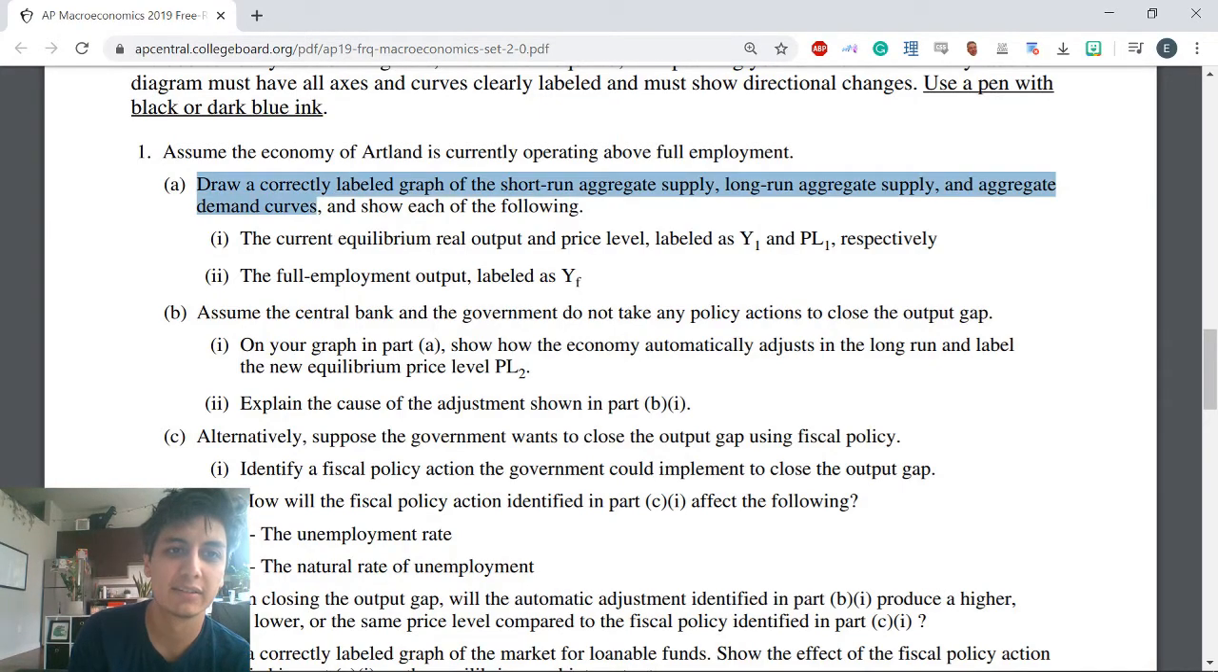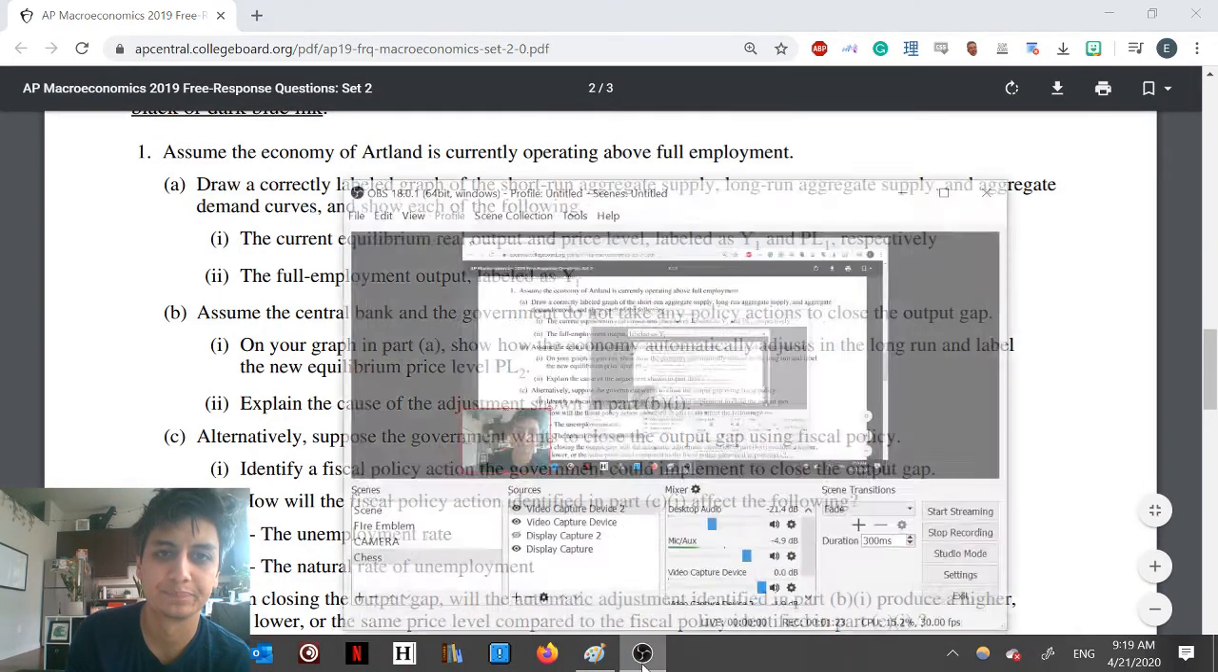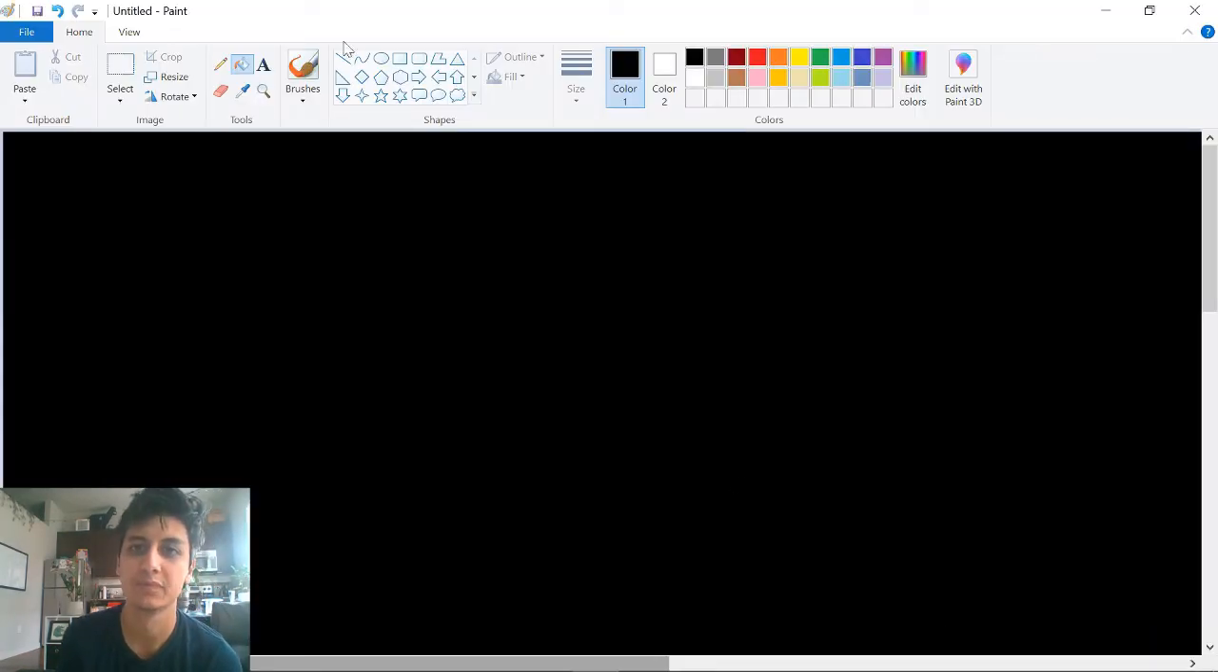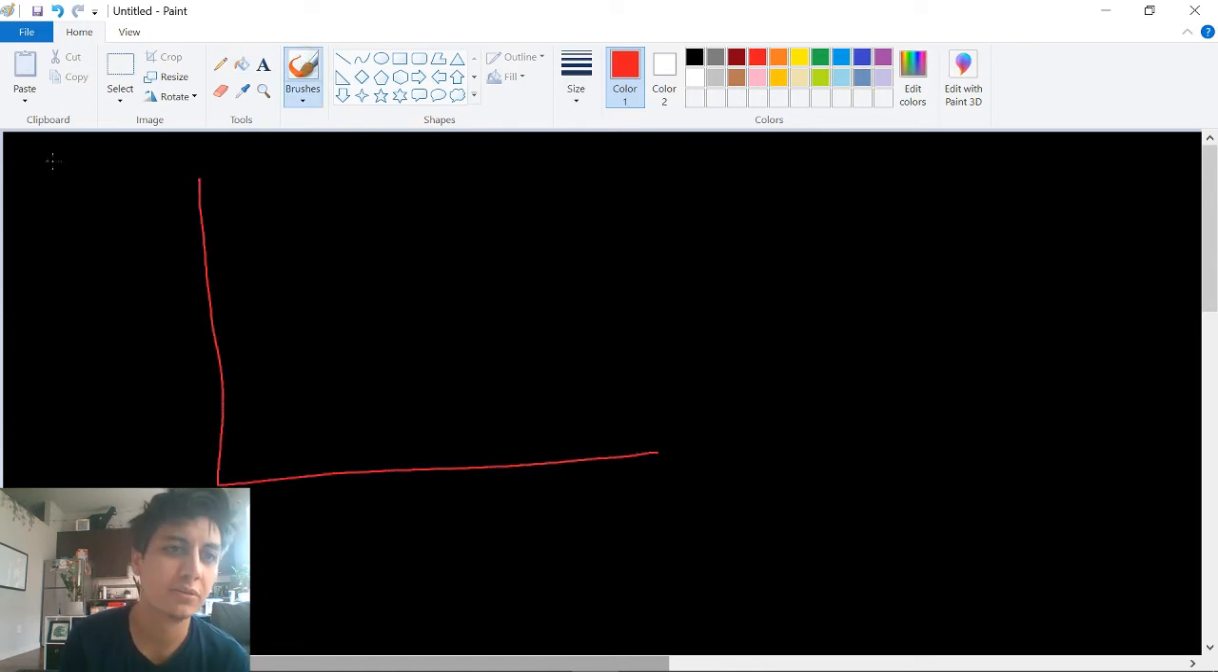All right, so let's tackle part A. Oops, that's not it. There we go. So what do we got? Make sure to write out your X and Y axis, except for GDP. You can abbreviate. You don't have to write gross domestic product. Real GDP is fine for that. Let's pick another color. Bam!